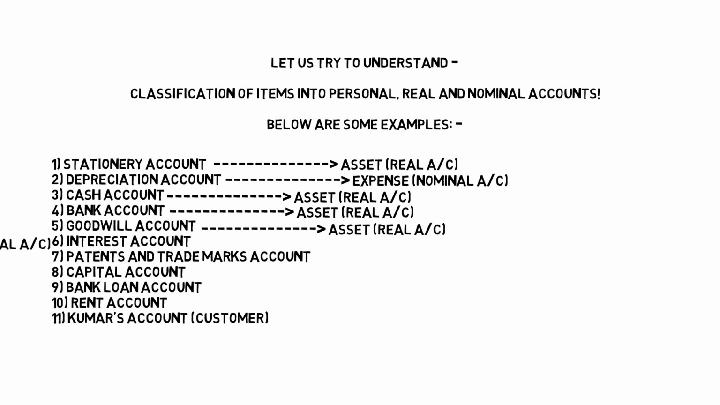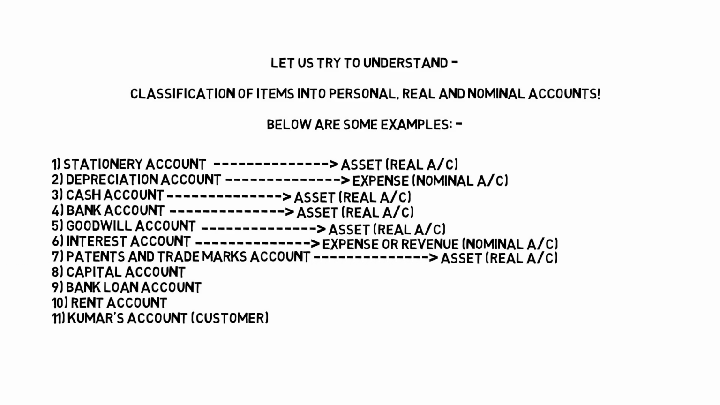And then you have interest account. Now since it is not mentioned whether it is interest earned or interest paid, by default we are going to assume it as nominal account because both expense or revenue are considered to be nominal accounts as part of the golden rules of accounting. And then you have patents and trademarks account.